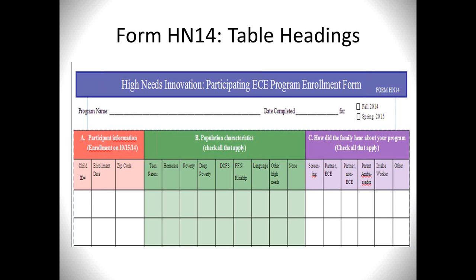For Table B, the midsection in green, please check all priority populations for each enrolled child. If child with ID number 5 is homeless and also living in poverty, you would check both boxes in Table B.